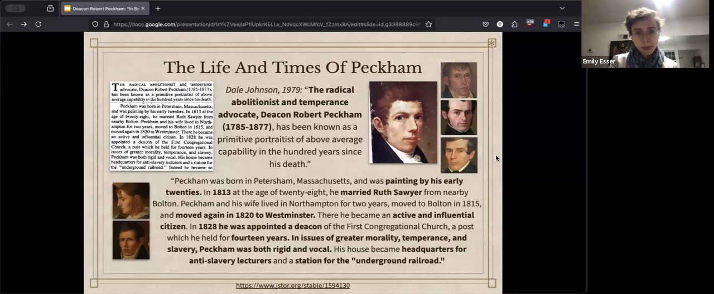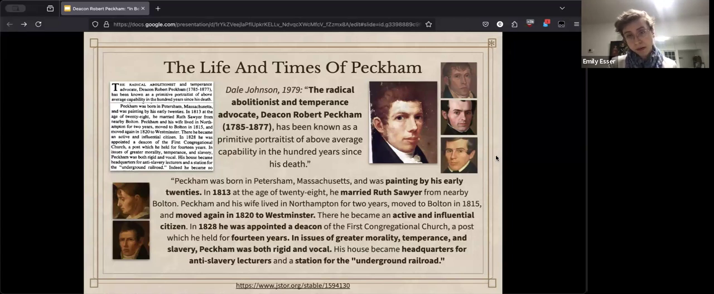Here's a brief overview. The radical abolitionist and temperance advocate, Deacon Robert Peckham, has been known as a primitive portraitist of above average capability in the 100 years since his death. Might sound a little harsh to call him primitive but above average, but that's actually pretty common in discussions of early American portraiture, called primitive, naive. Terminology has really settled on folk art because they really weren't primitive or naive. Many of them were quite accomplished people, and they moved in circles with other accomplished people like Peckham and Whittier.